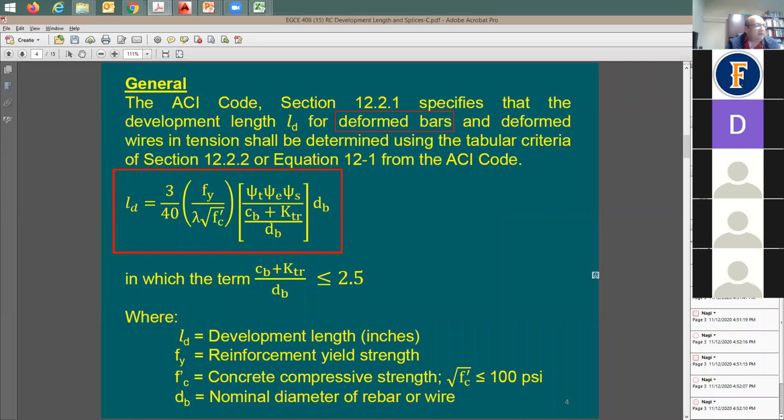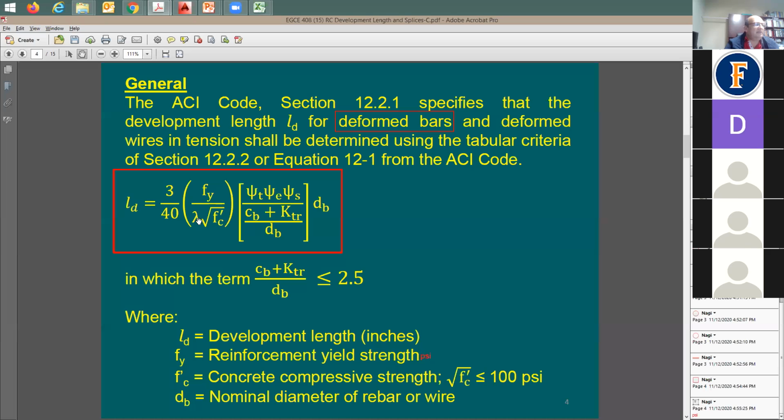Psi, why is that? The whole ACI code is based on psi. So the only chance that you're going to be using ksi is if you have f sub y divided by f prime c, for example. But once it's here, square root of f prime c, you've got to be careful because everything here is going to be in psi. And then it's divided by square root of f prime c.